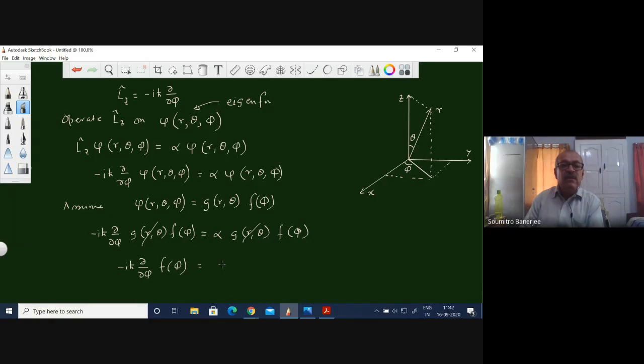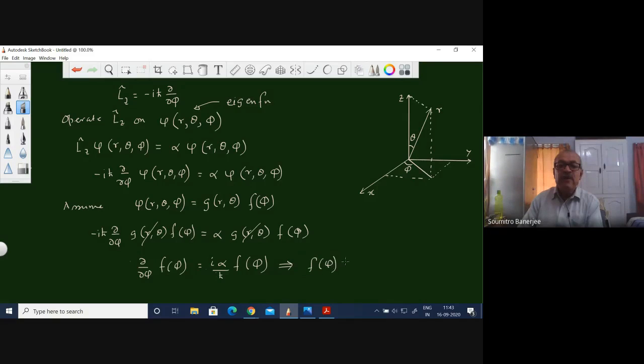So we have an equation: minus i h cross del phi of f(phi) is equal to alpha f(phi). Or what I'll do is I will bring this to this side. It will become minus i h cross, so I can simplify this by saying i upstairs. All right. So this is a first order simple equation whose solution is easy to write, something that you know.